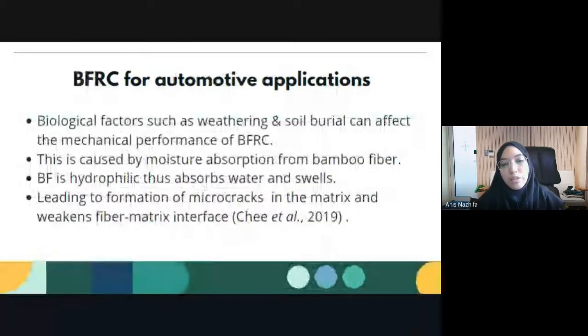Biological factors that can affect mechanical properties of BFRC include weathering and soil burial. This is caused by moisture absorption from bamboo fiber. Bamboo fiber is hydrophilic, thus absorbs water and swells, leading to formation of micro cracks in the matrix and weakens the fiber matrix interface.